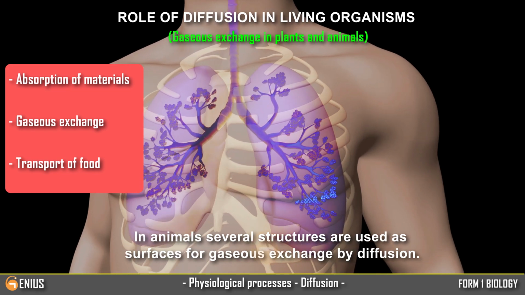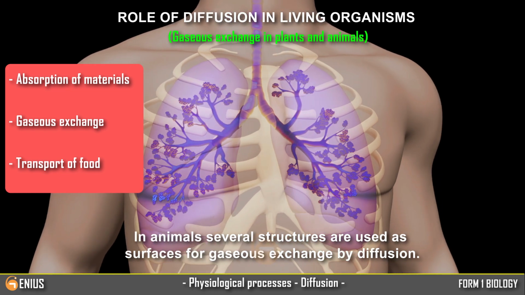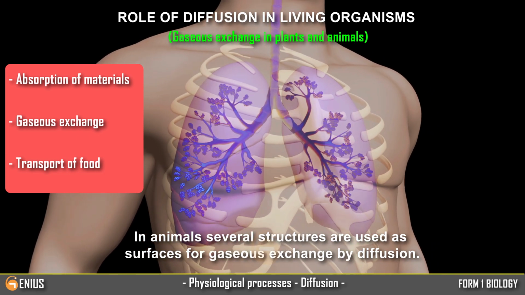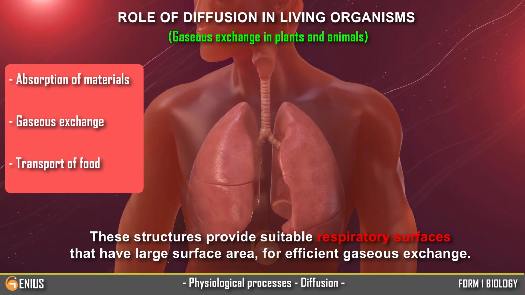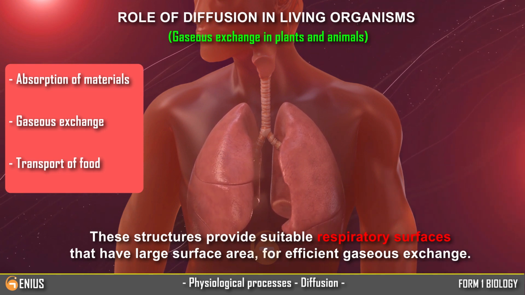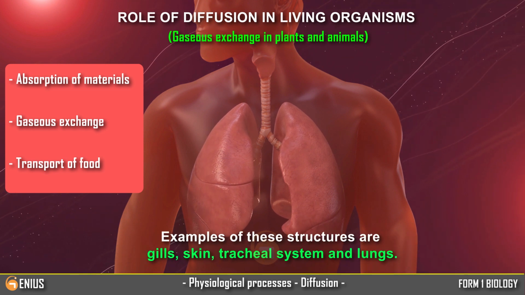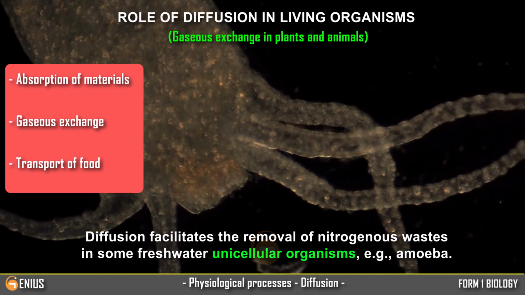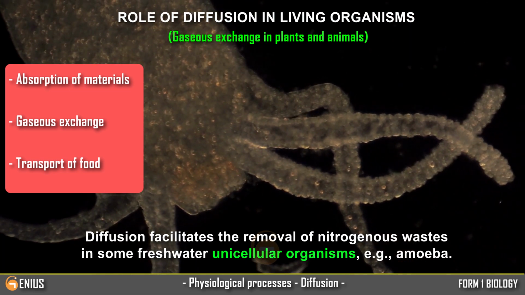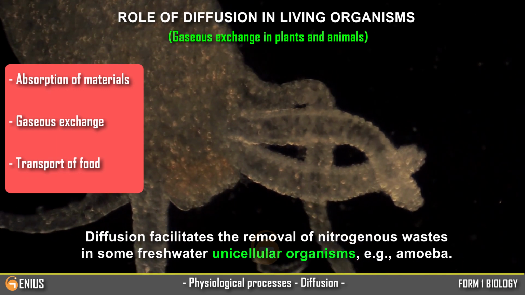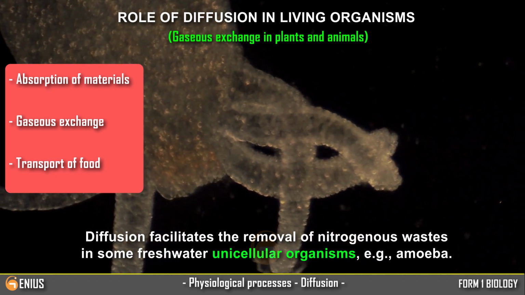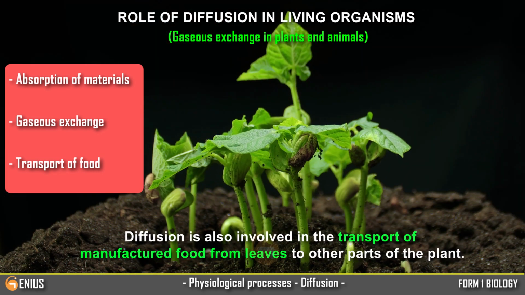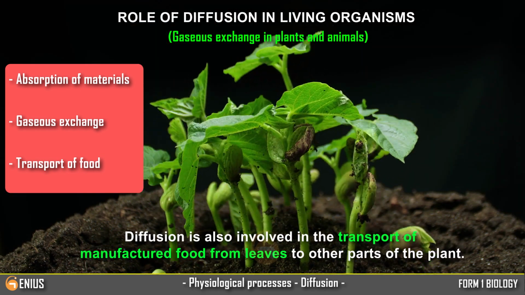In animals, several structures are used as surfaces for gaseous exchange by diffusion. These structures provide suitable respiratory surfaces that have large surface area for efficient gaseous exchange. Examples of these structures are gills, skin, tracheal system, and lungs. Diffusion facilitates the removal of nitrogenous wastes in some freshwater unicellular organisms. Example: amoeba. Diffusion is also involved in the transport of manufactured food from leaves to other parts of the plant.